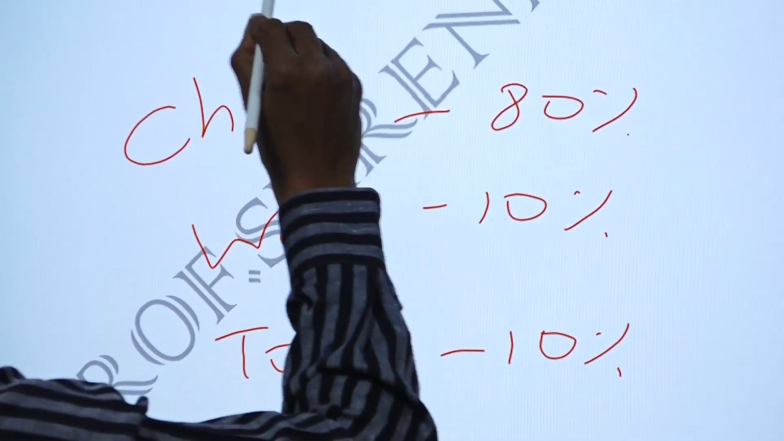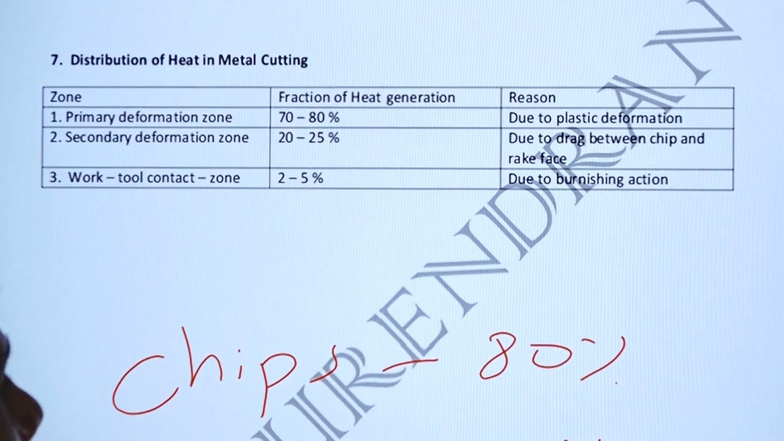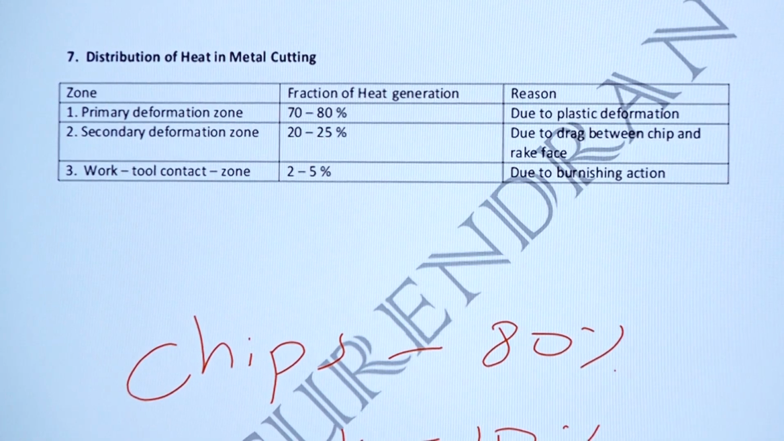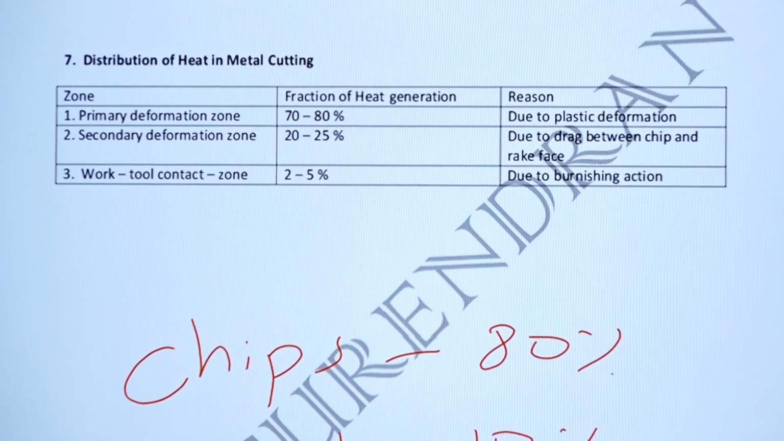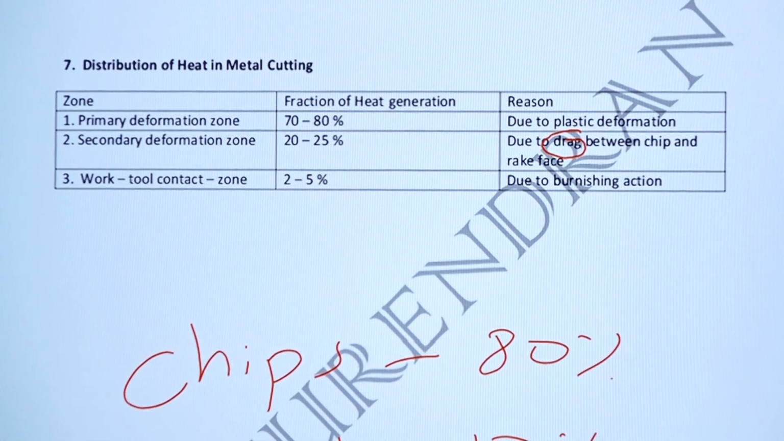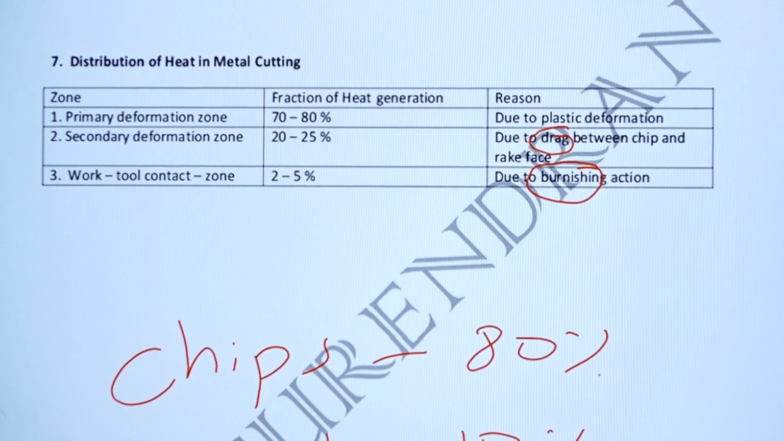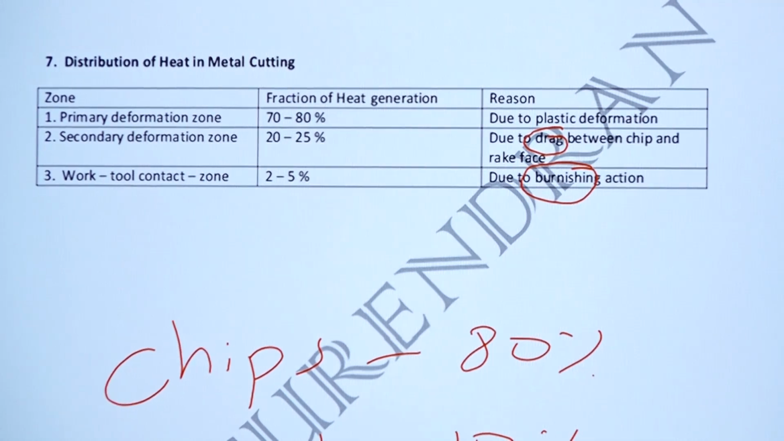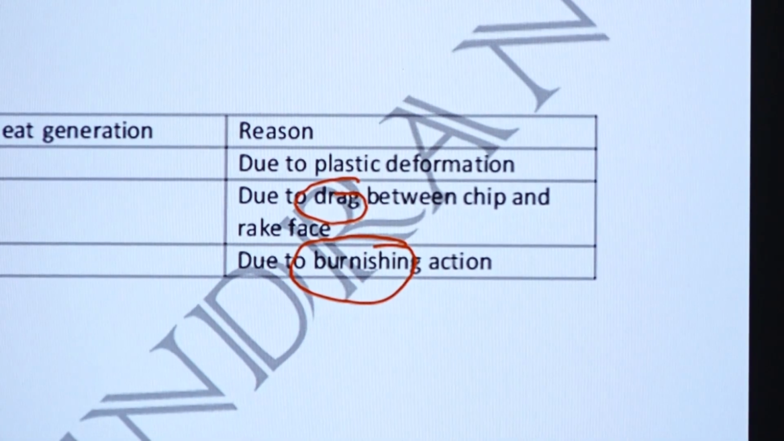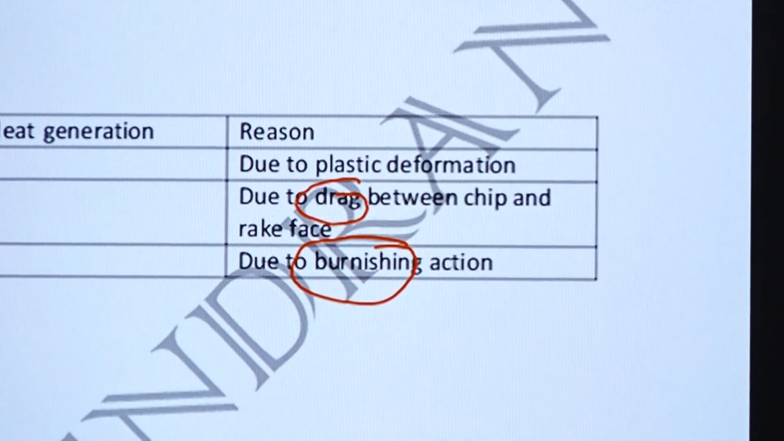This is the common distribution, and we have 3 different zones. In the primary deformation zone, heat is generated due to plastic deformation. In the secondary deformation zone, it is due to the drag between the chip and rake face. In the work-tool contact zone, it is produced due to the burnishing action.